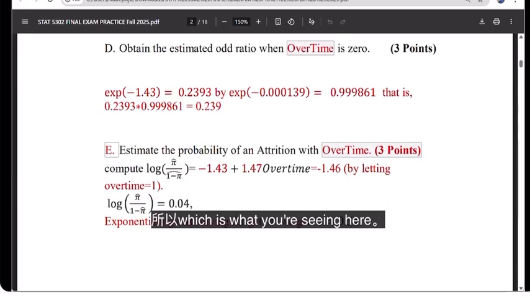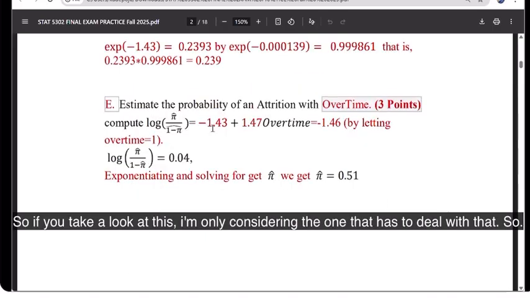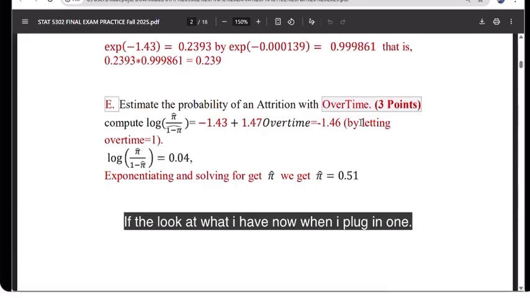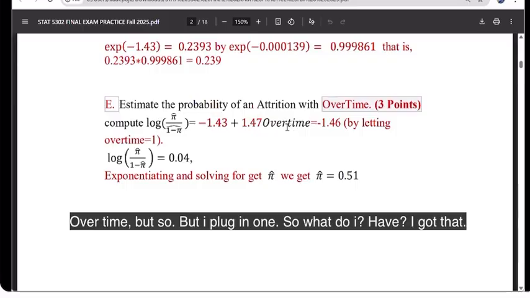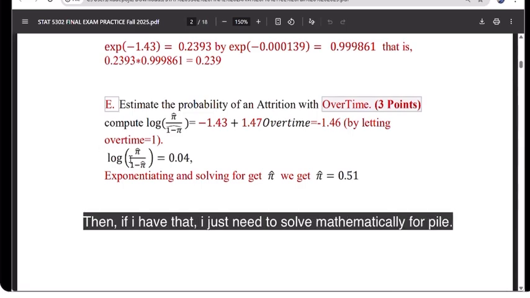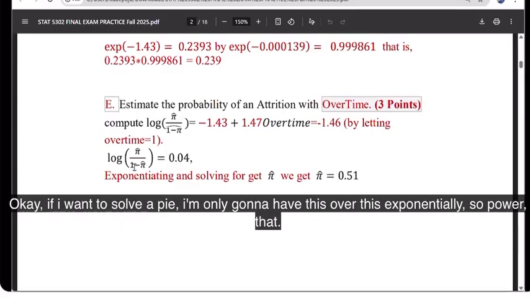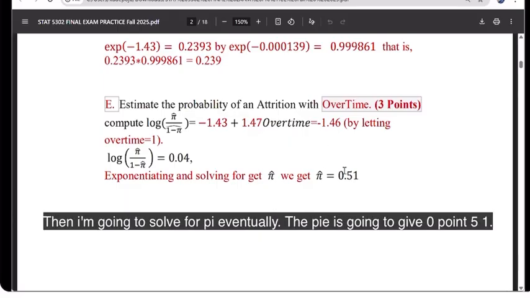So which is what you're seeing here. If you take a look at this, I'm only considering the one that has to do with that. When I plug in one for overtime, that was why I said overtime equal to one, by plugging in one, what do I have? I got that. Then I just need to solve mathematically for pi. I'm only going to have this over this exponential raised to the power of that. Then I solve for pi. Eventually, pi is going to give 0.51.